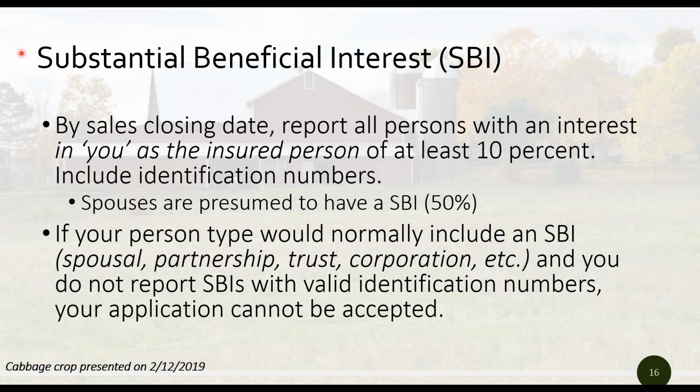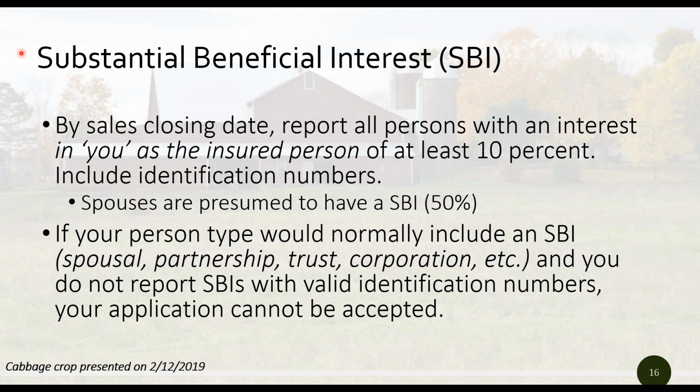Substantial beneficial interest, and the acronym for that is SBI. By the sales closing date, you need to report all persons with an interest in you as the insured person of at least 10%. You will include identification numbers, and all spouses are presumed to have a 50% interest in you as the insured person. If your person type would normally include a substantial beneficial interest, and you do not report those SBIs with valid identification numbers, your application cannot be accepted.